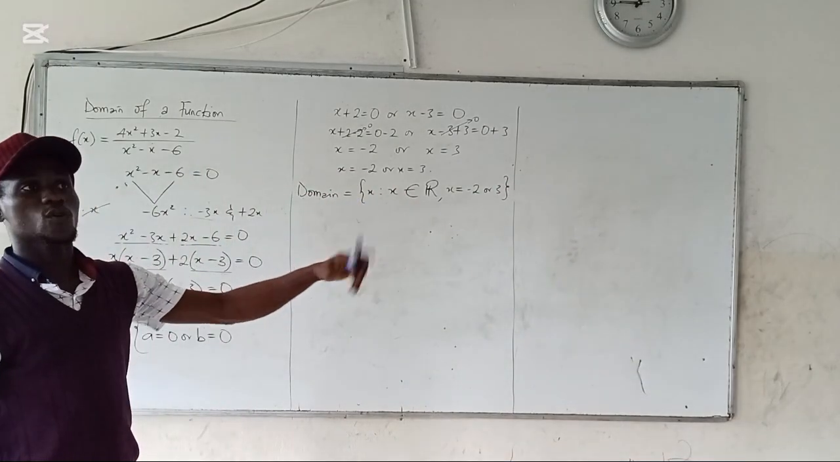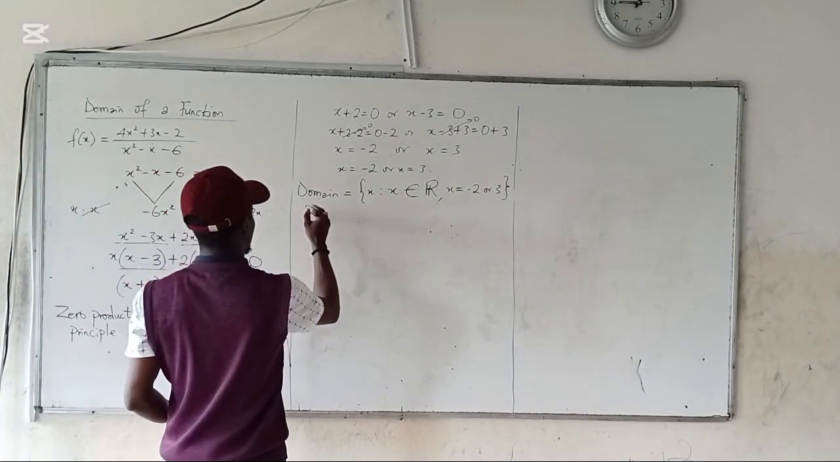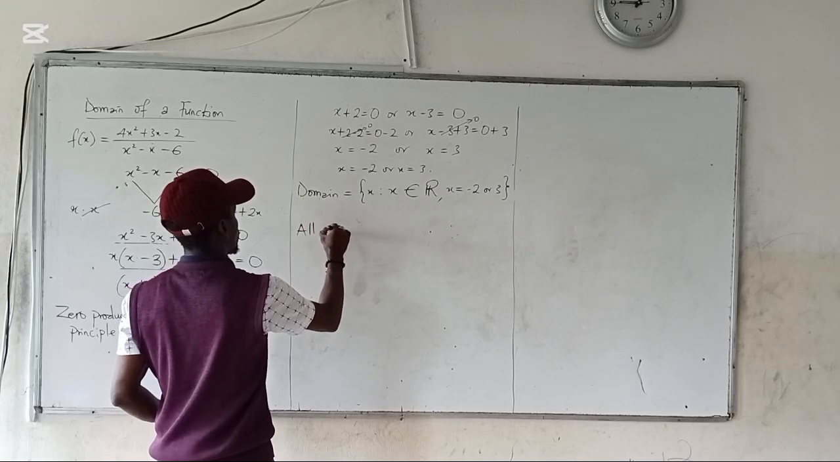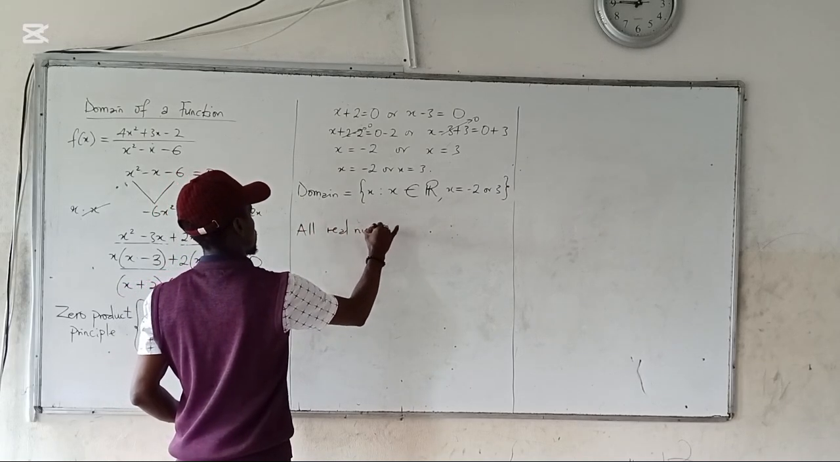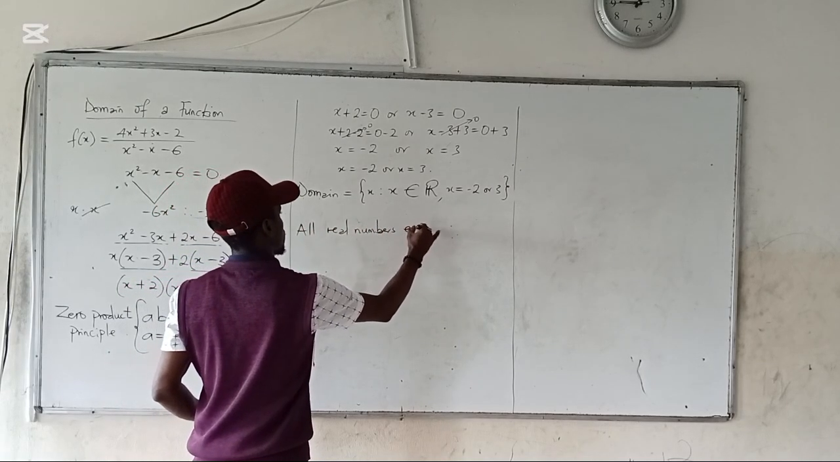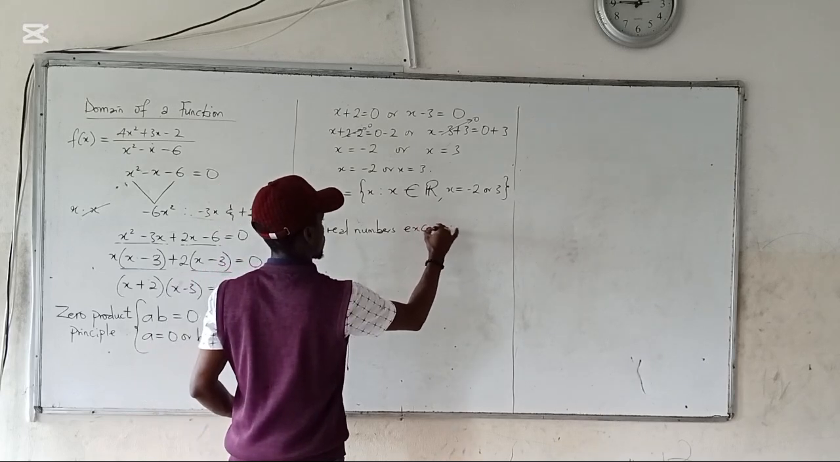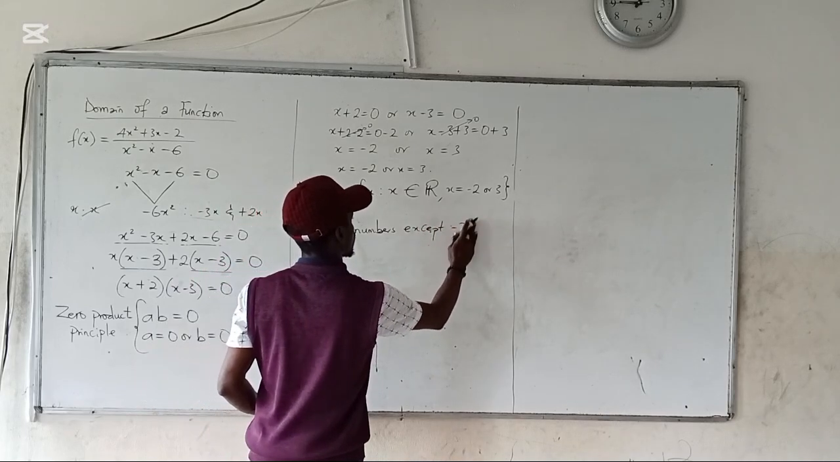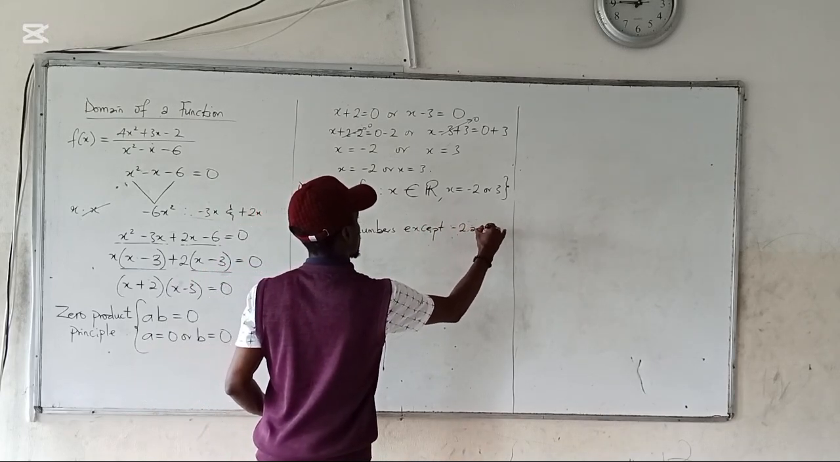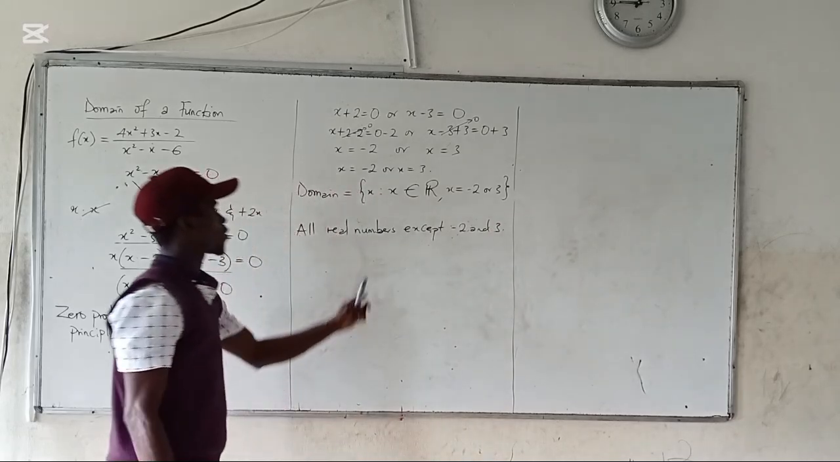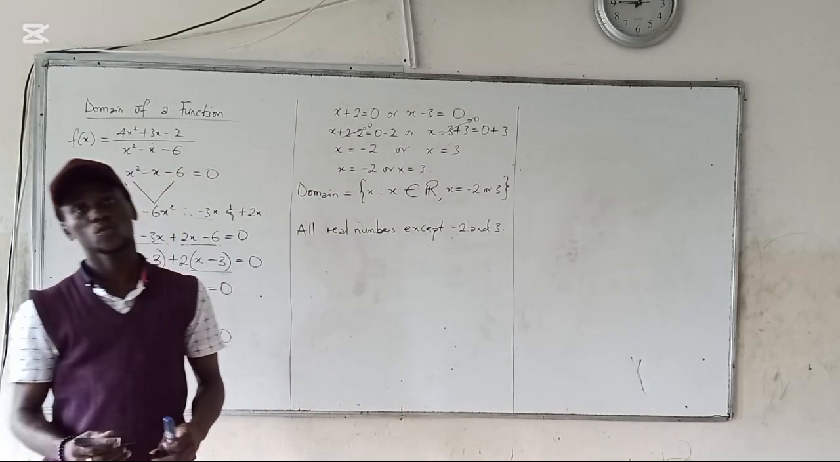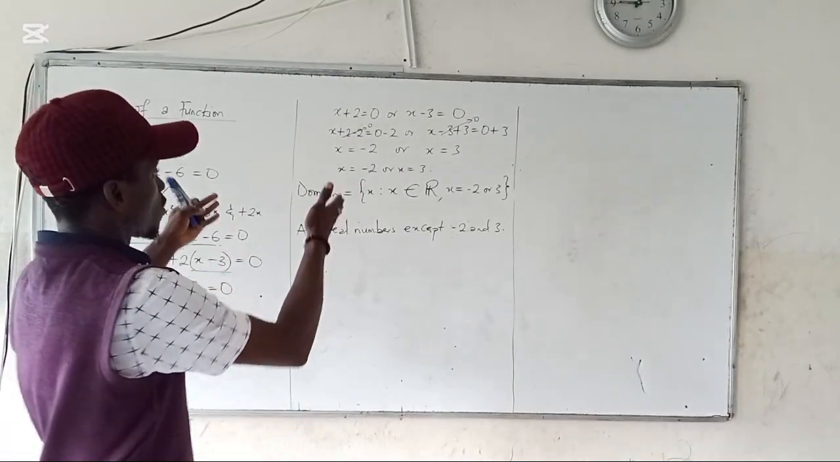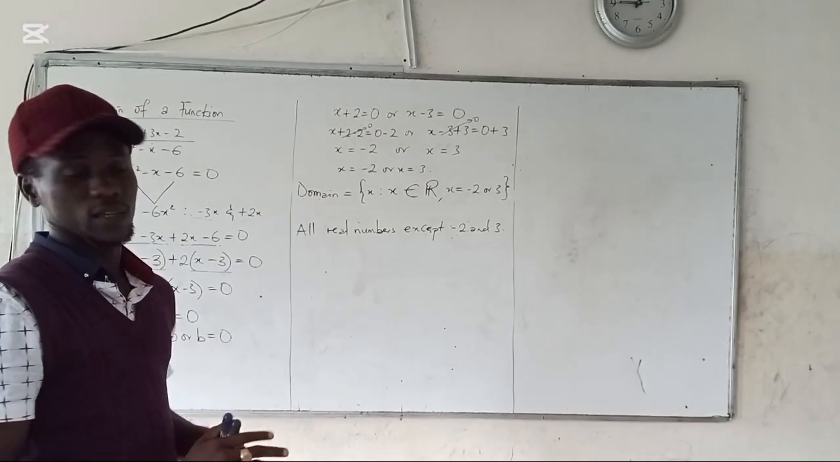That's our domain. Or you can say that the domain is all real numbers except minus 2 and 3. All real numbers except minus 2 and 3. So that's the domain of this function. It's as simple as that.